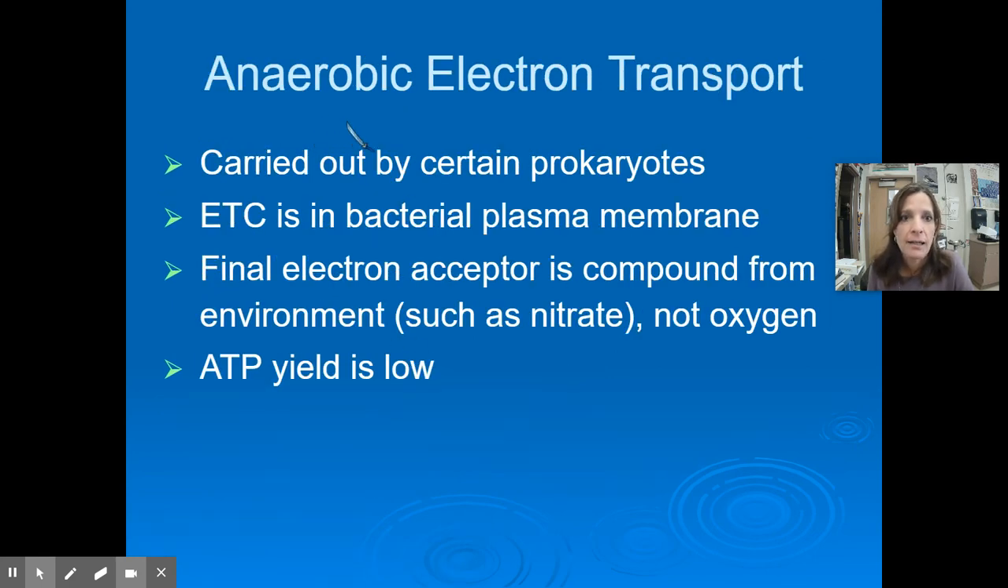Okay, last slide. Just a quick thing on aerobic electron transport. So this is carried out by certain prokaryotes. So the electron transport is on the plasma membrane or the cell membrane, and the final electron acceptor is not oxygen like it is in our cells, but it's something else, some other compound from the environment like nitrate. And ATP yield is really low. It's not the 36 that you get from aerobic respiration, but it's just another path that some prokaryotes do.